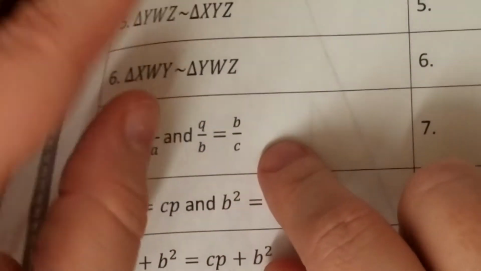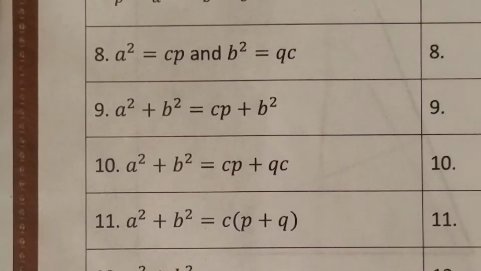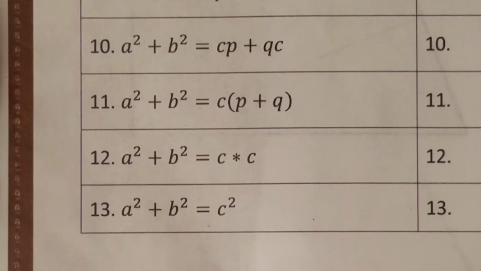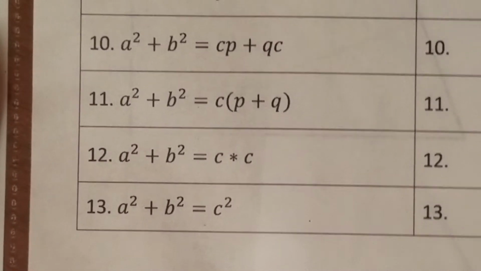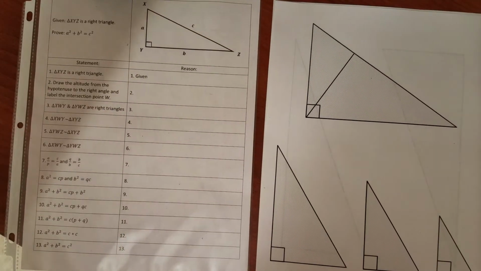So the first half of the proof is all the similarity portion, and that is just to get these two equations right here. From there, the rest of the proof is algebra. All right, so you can see it's just a bunch of algebra for the second half of the proof. So there's two main parts, the similarity part and then the algebra part. So let's go ahead and start off with the similarity part.